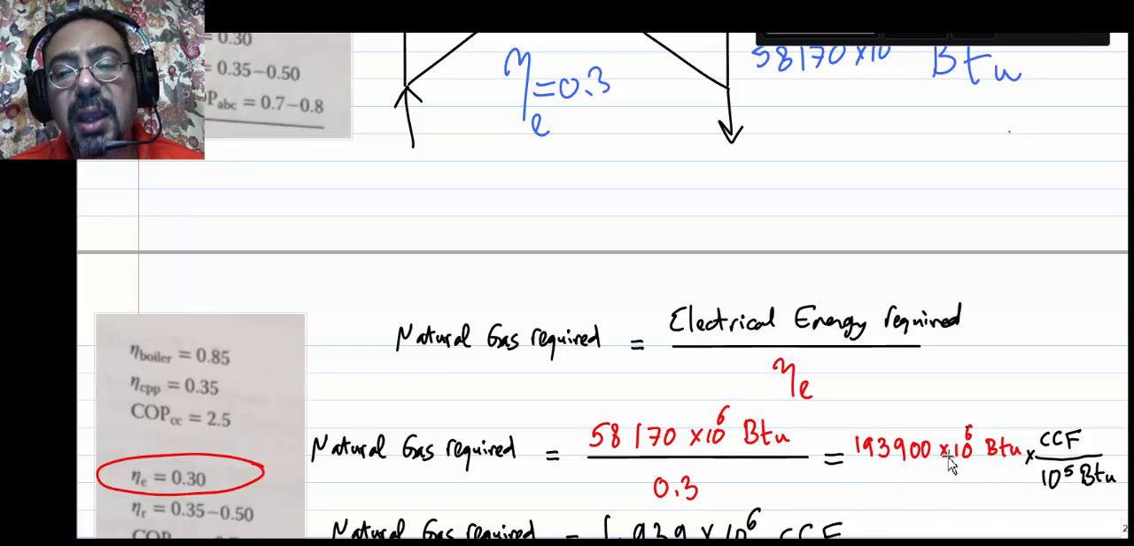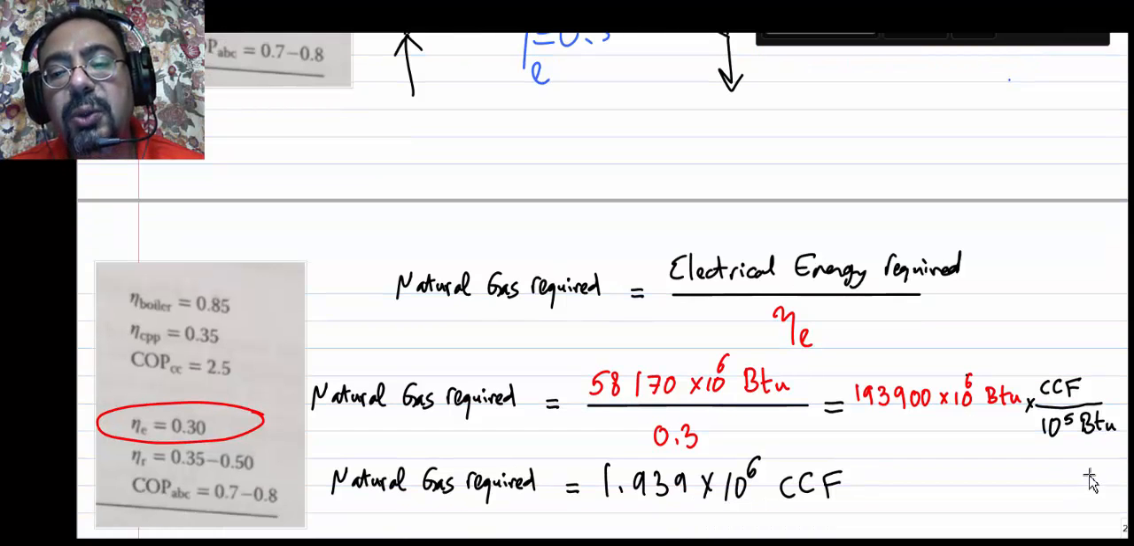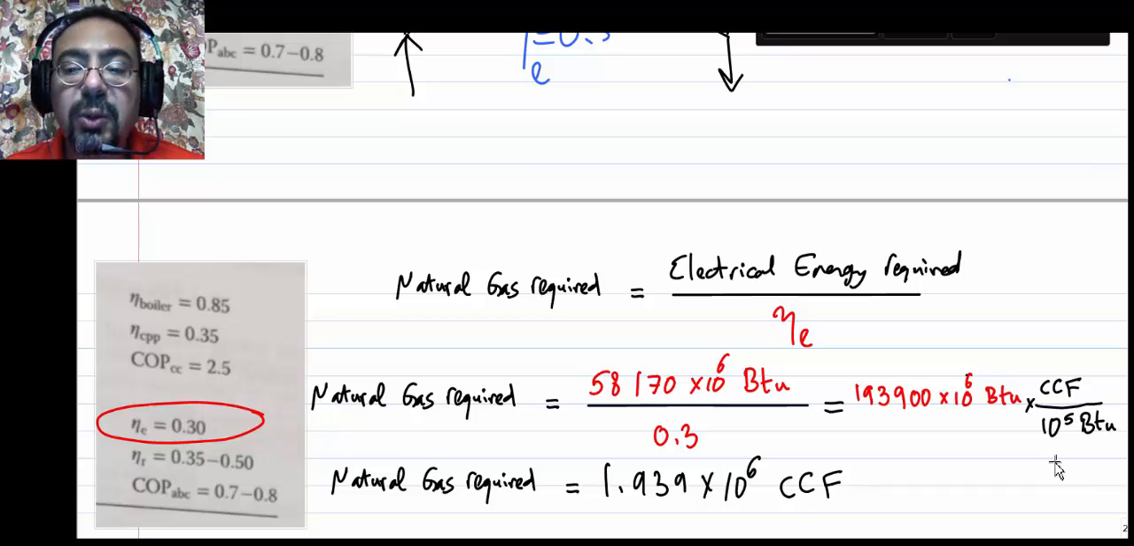Now for the CCF, that is 100 cubic feet. Our book used this conversion: 100 cubic feet is 10 to the power 5 BTU, or 103. But 100,000 is okay, so let's remember 100,000, because in the final you will also use your textbook. If you do that conversion, you will find that the natural gas required is 1.9 million CCF.